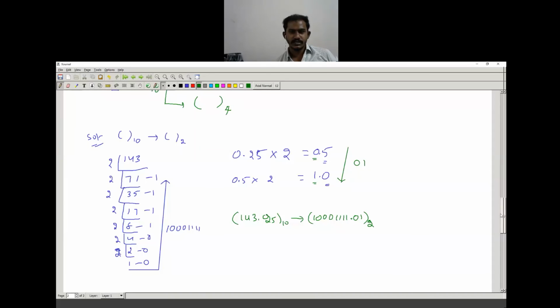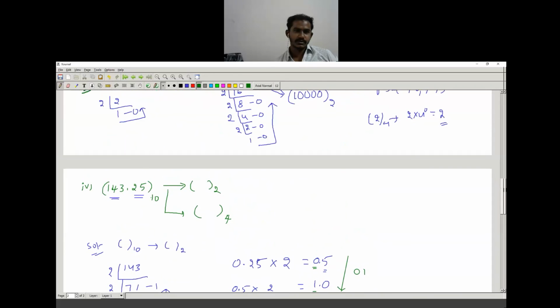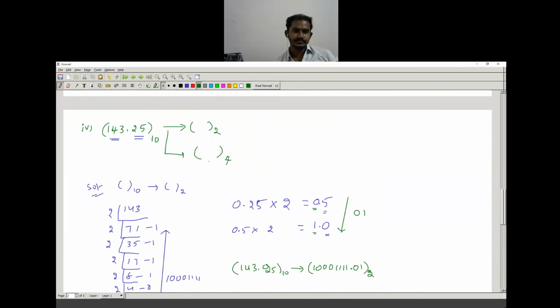Can you convert it into base 4? Everybody please do this one. This is our homework: conversion of this.